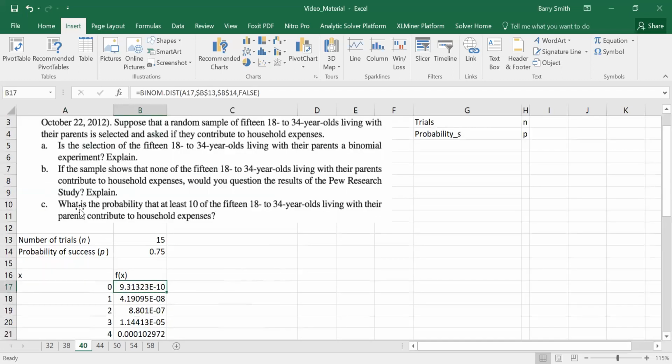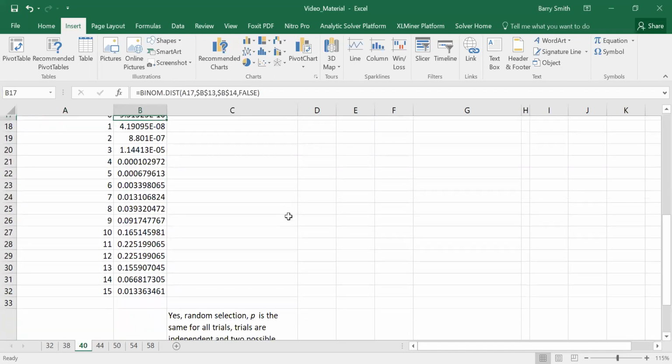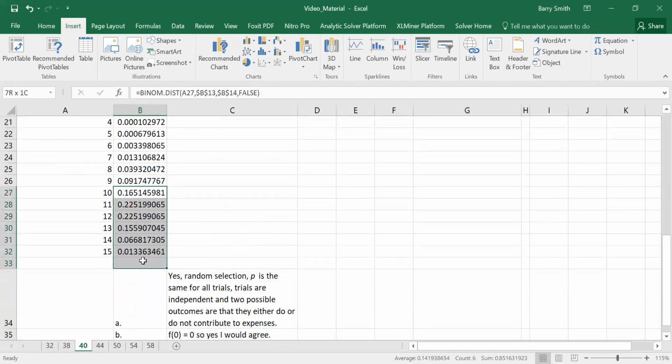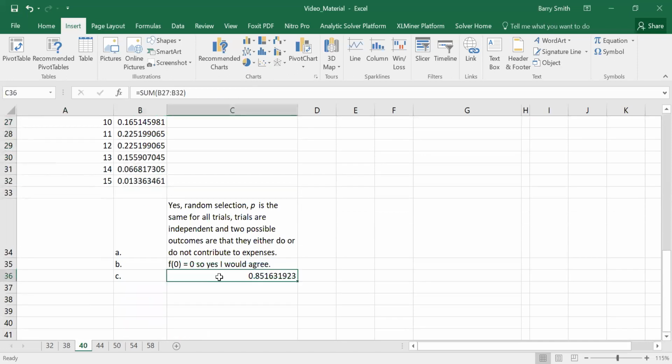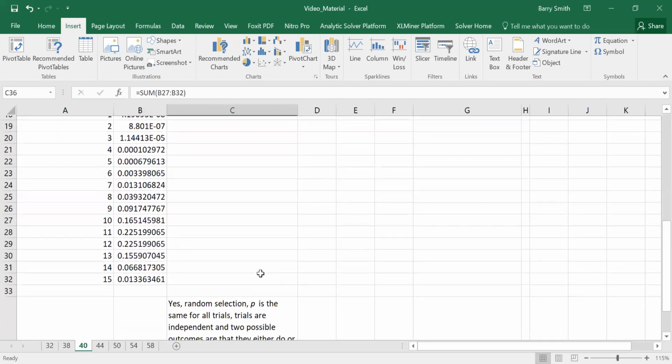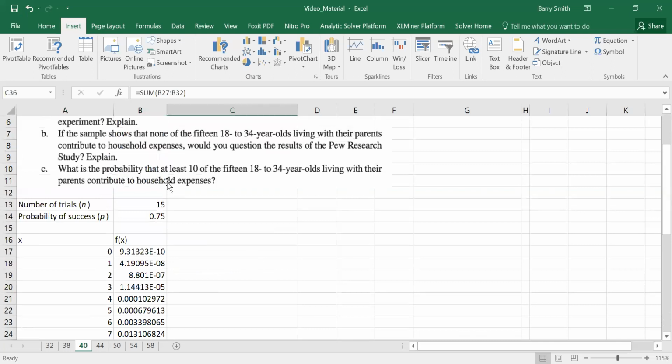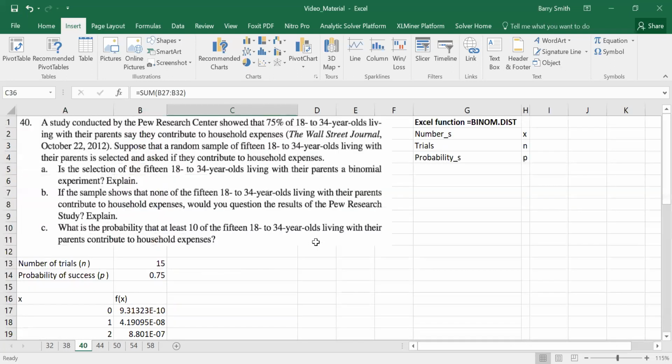I wouldn't question it. Now, what is the probability that at least 10 of the 15, 18 to 34-year-olds contribute? Well, that's just going to be a sum. And so it's just the sum of those. And so that's what I did there. I took the sum of the 0.16 all the way to the 0.013, and I got 0.8516. And so that was my probability that at least 10 of them would. Okay, all right, so moving on.